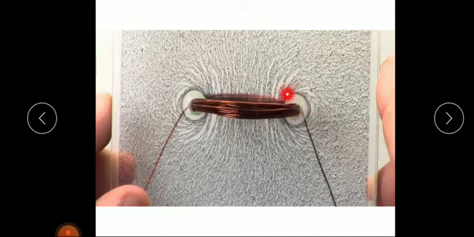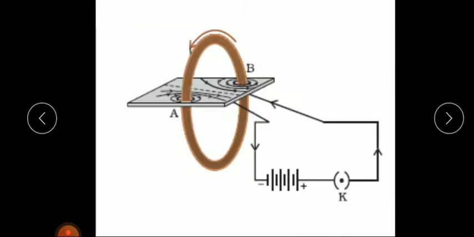Here you can see small circles, and the circles become bigger and bigger as we move away from this point. Here also you can see small circles, and as we move away from this point the circles become bigger and bigger. At the middle of this circular coil the arcs of the circles look like straight lines. So this is the pattern of magnetic field lines in the case of a circular coil carrying current. The schematic diagram of this experiment is shown here.